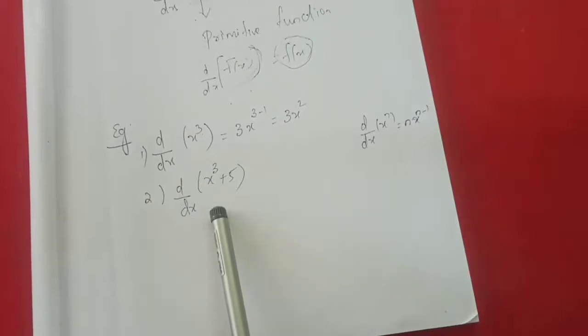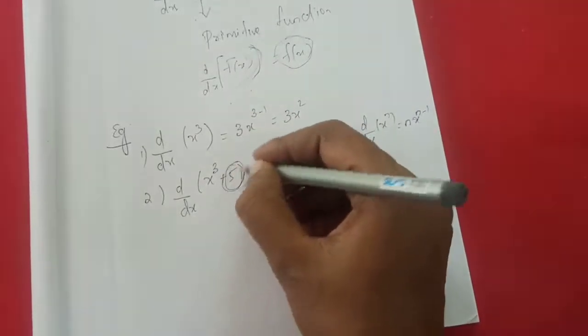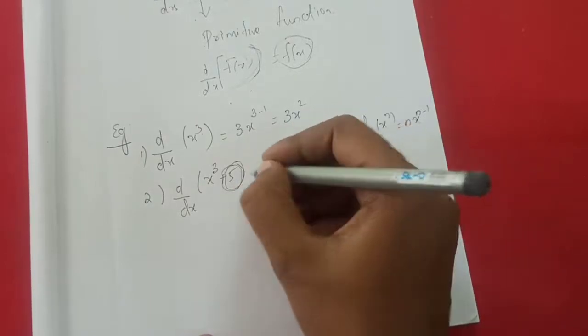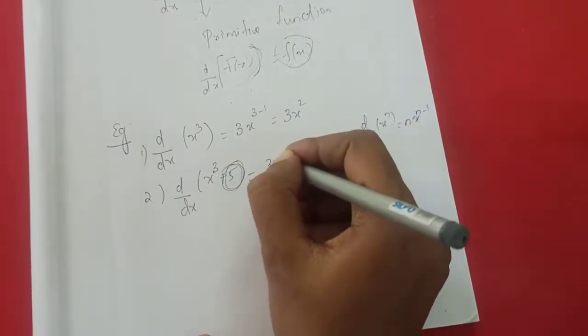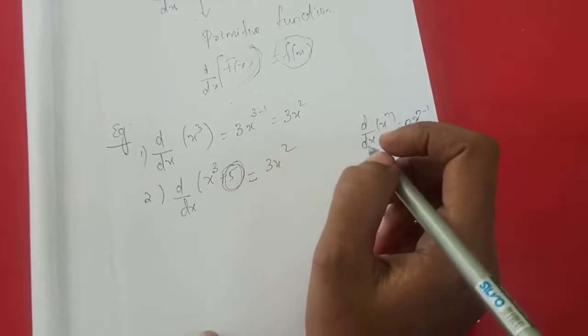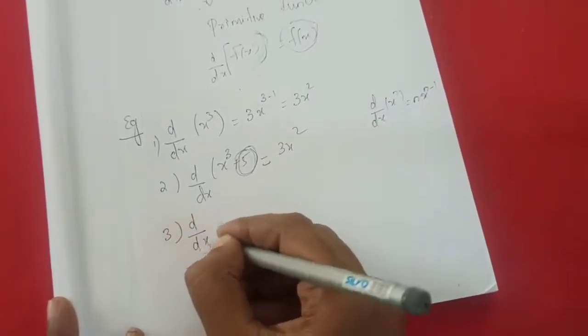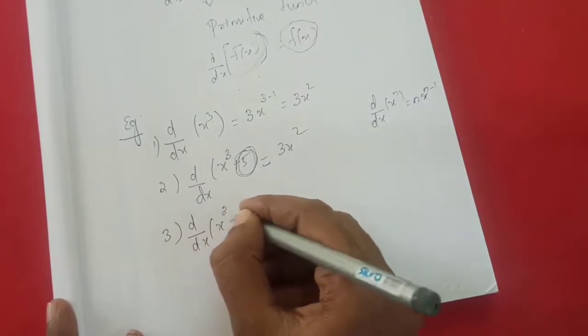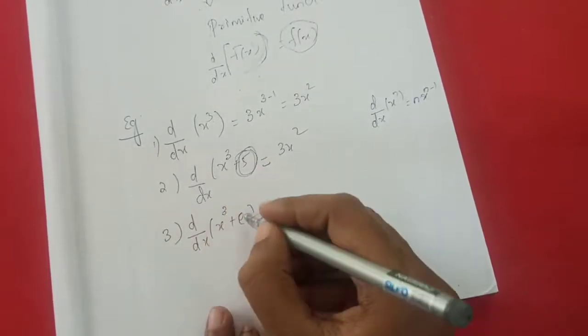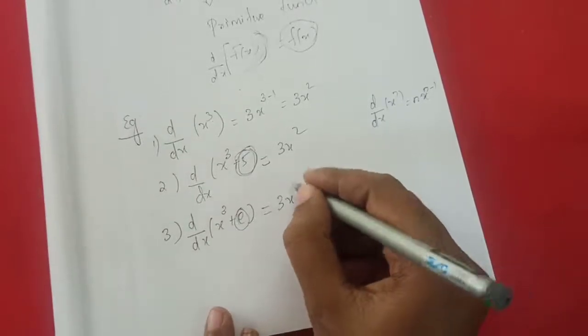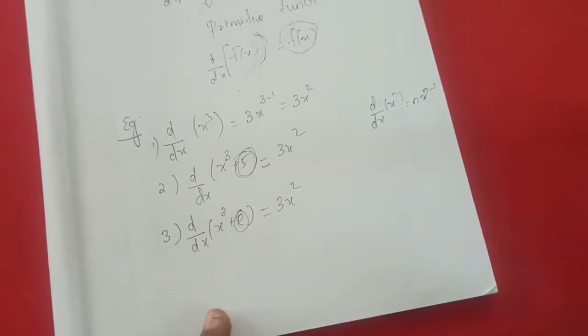What's the differentiation for this? This 5 is a constant, is it right? The differentiation of a constant is 0. So for this also the differentiation is 3x square. Okay. Then one more: d by dx of x cube plus e. What's the differentiation of this constant e? That also is 0. So you will get 3x square. Understand?